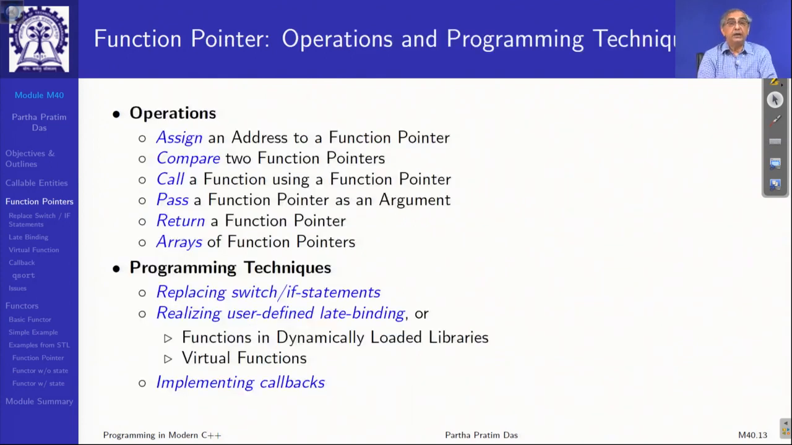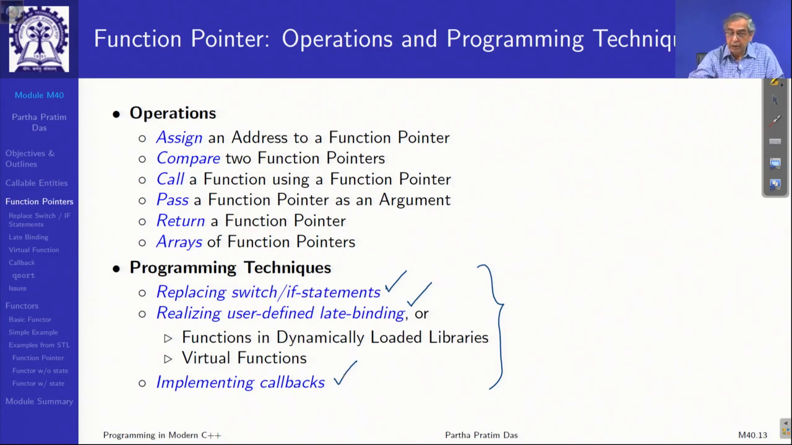So, if we now summarize what are the things that the function pointer can do, the operations, we see that we can assign, we can compare two function pointers, we can call a function, we can pass a function pointer as a parameter, we can return a function pointer from a function, we can have an array of function pointers, and these are involved in a variety of programming techniques. You can replace switch or if statements, if this type, if this type, if this type, this kind of thing can be replaced by function pointers. It can be used for late binding or it can be used in the case of callbacks.